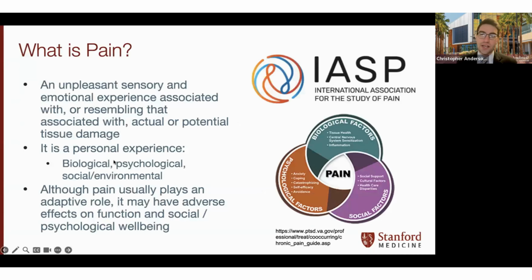If you've been attending these lectures, then you'll be familiar with our field's current definition of pain, which was updated in 2020 by the IASP, or International Association for the Study of Pain. It is an unpleasant sensory and emotional experience associated with or resembling that associated with actual or potential tissue damage. Pain is a personal experience with biological, psychological, and social environmental factors. And while pain itself evolved to serve an adaptive role, when it becomes chronic, it can have adverse effects on function and well-being.